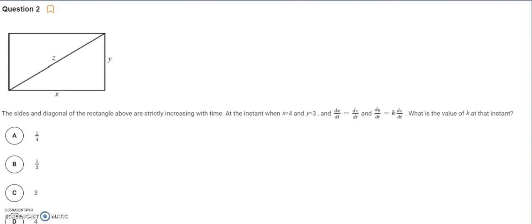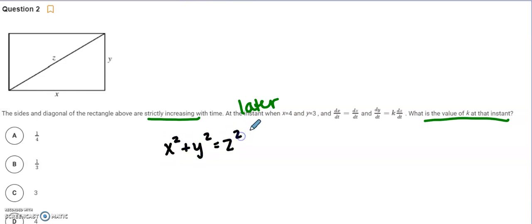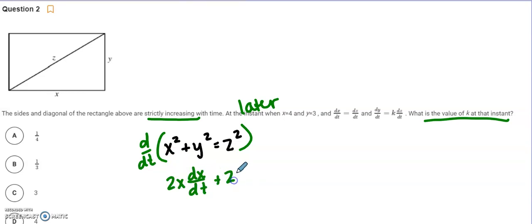Okay, sides and diagonals of a rectangle are strictly increasing. At the instant when x is 4, so this would be later, right? At the instant. We got all this information. What is the value of k? All right, well, the first thing we need to do is we need to relate our variables. So I'm going to have x squared plus y squared equals z squared. And I'm going to now relate their rates by taking the derivative with respect to time. So I get 2x dx/dt plus 2y dy/dt equals 2, I hate using z's, dz/dt.